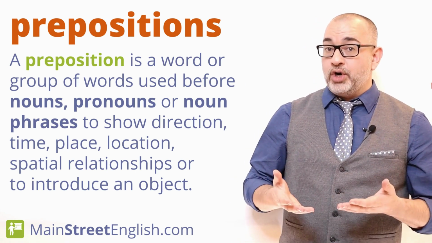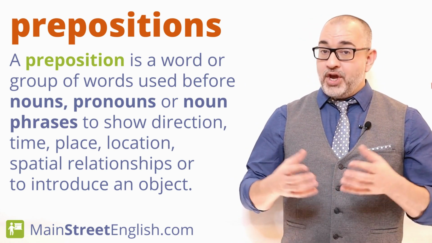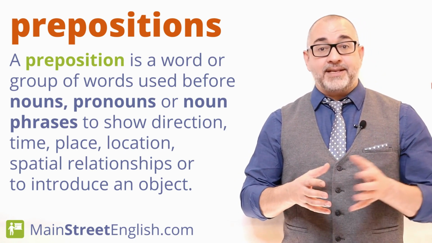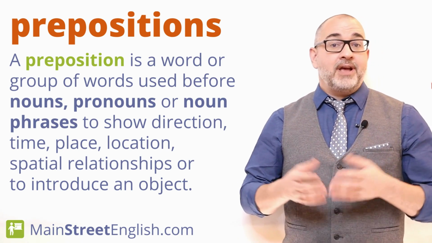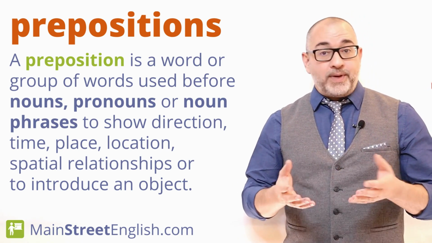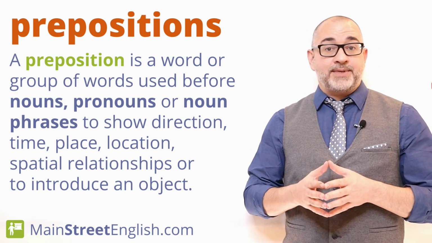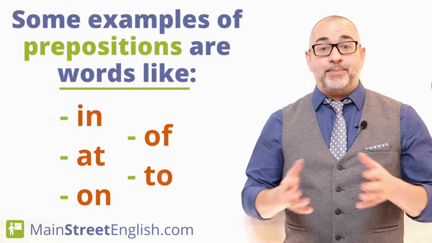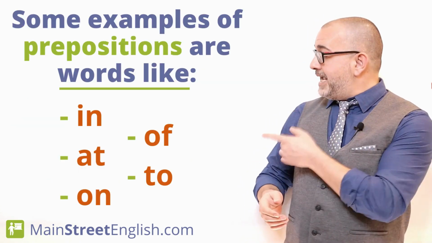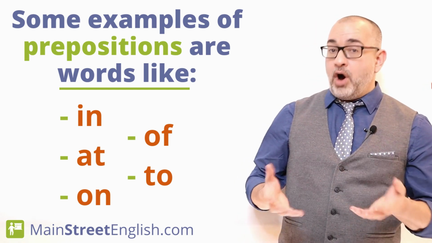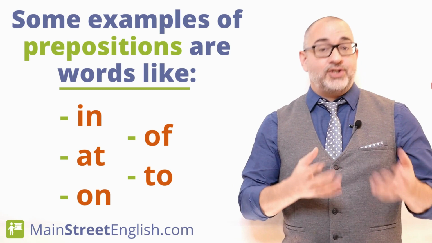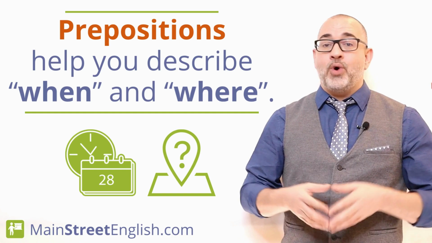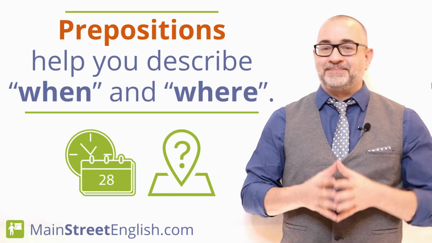A preposition is a word or group of words used before nouns, pronouns, or noun phrases to show direction, time, place, location, spatial relationships, or to introduce an object. Some examples of prepositions are in, at, on, of, and to. Basically, prepositions help you show when and where.